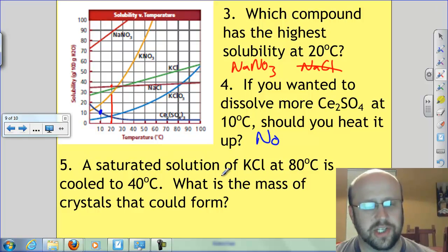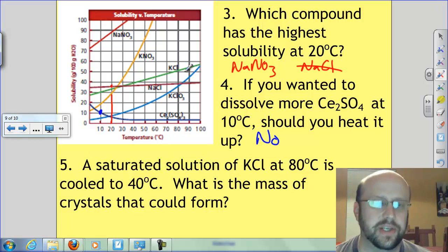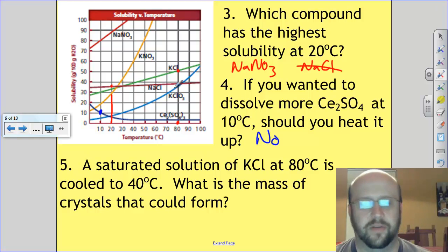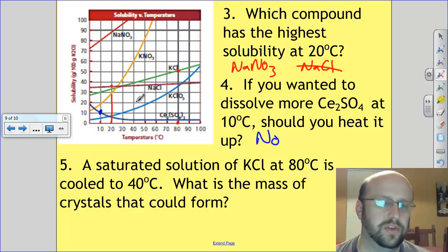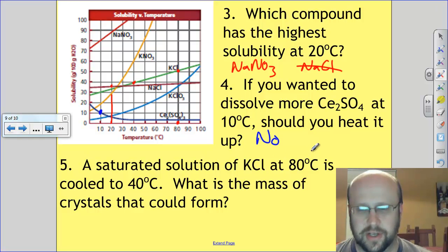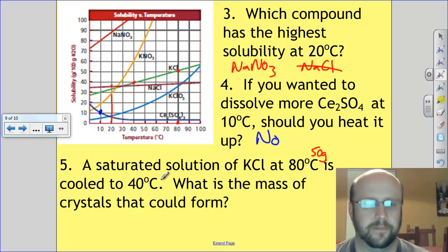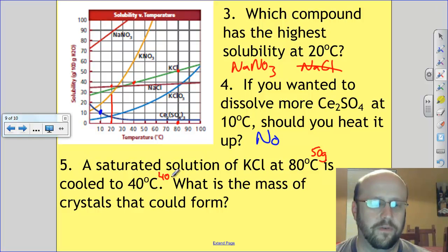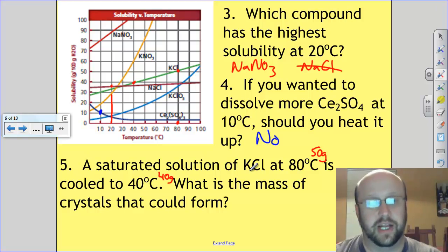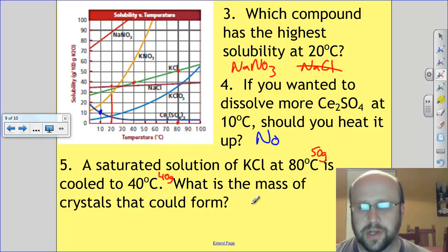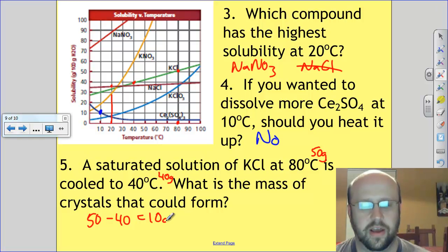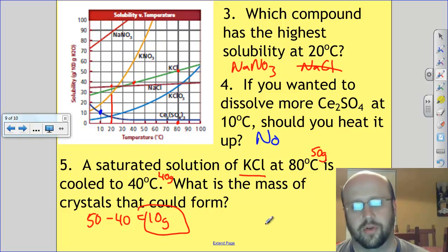And then our last question here, a saturated solution of potassium chloride at 80 degrees. Okay, so 80 degrees, it's saturated. I'll come up there. That means I've got about 50 grams, right? And then it says it's cooled to 40 degrees. So at 80 degrees Celsius, how many grams do I have? I'm just going to make myself a little note. That's 50 grams. And at 40 degrees Celsius, I can have 40 grams. So it says what mass of crystals could that form? That basically says it's supersaturated, and it's supersaturated by how much? And that's pretty simple. Then you just do a quick little bit of math there. So what's 50 minus 40 is 10 grams. So I would get 10 grams of potassium chloride crystals in that case.